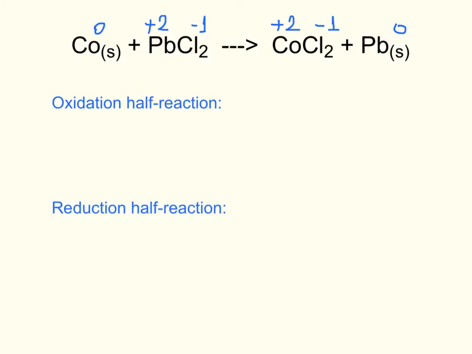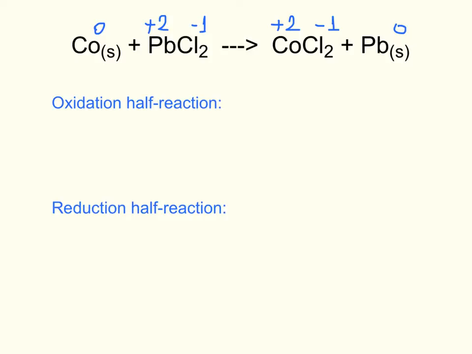Oxidation is defined as the loss of electrons by an atom or ion. So let's see who got oxidized. Cobalt has oxidation number 0, and over here it's +2. What happened here is that the cobalt lost 2 electrons. It gave off the 2 electrons. That's why the charge of this cobalt went up.